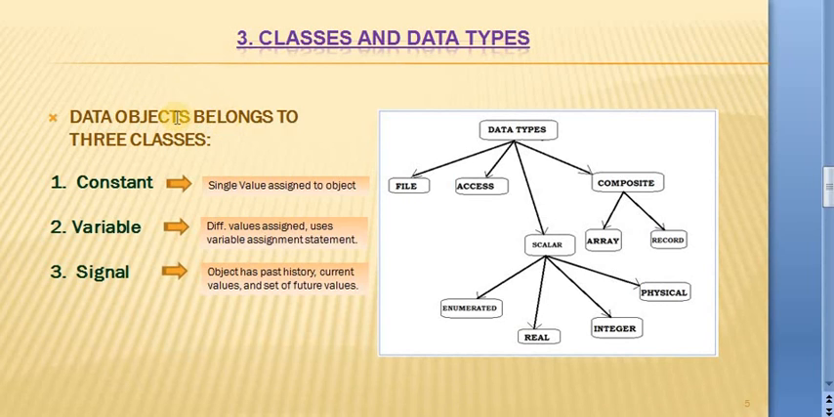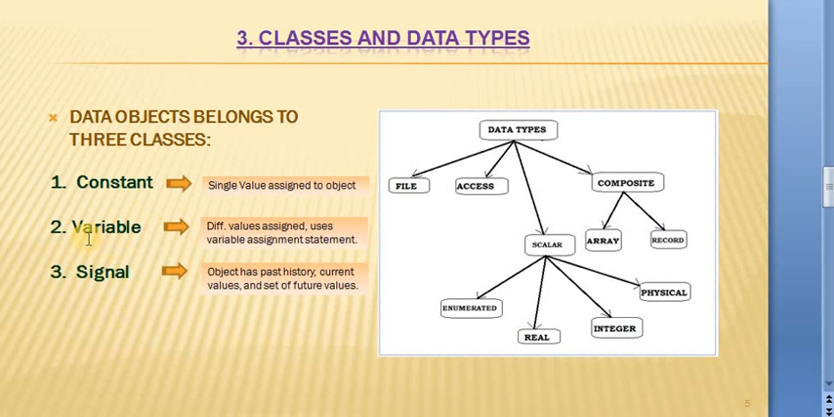It means that every data object belongs to one of the data classes. So in this VHDL language, there are basically 3 classes: constant, variable, signal. Let's discuss briefly these 3. An object of constant class can hold a single value of a given type. Now it must be noted that this value is assigned to the object before the start of the simulation, and also the value cannot be changed during the course of the simulation.